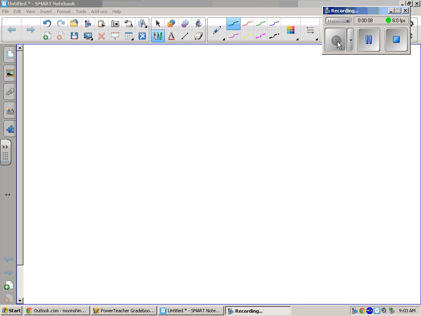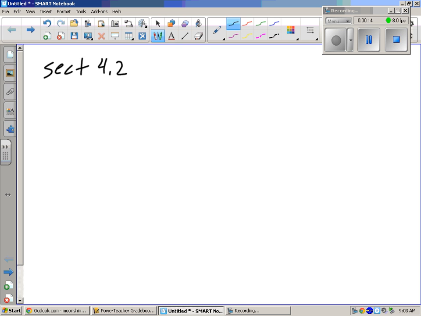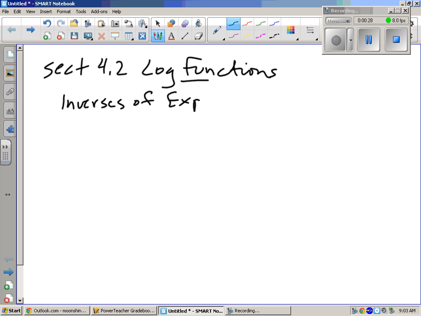All right, we are going to talk about log functions today. So it's section 4.2, log functions. And don't forget about the fun involved. All right, log functions are inverses of exponential functions.